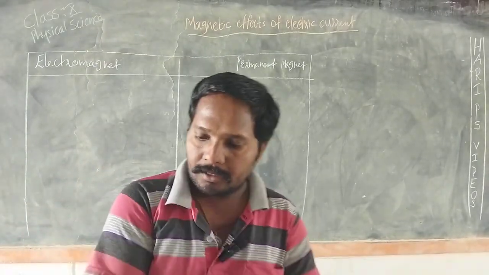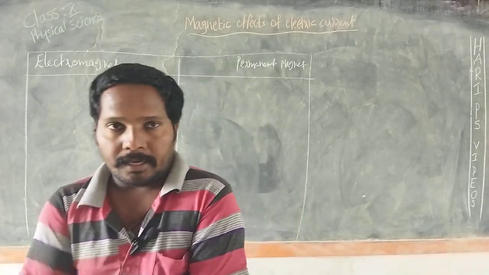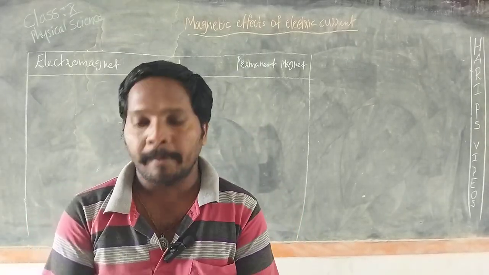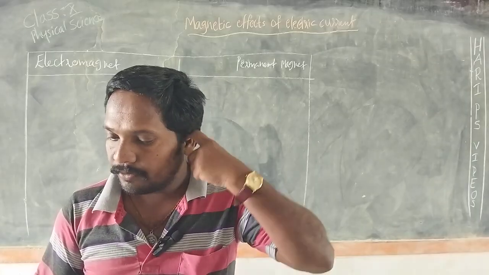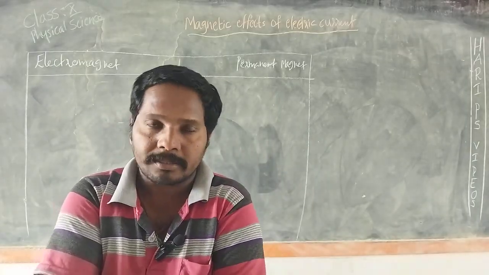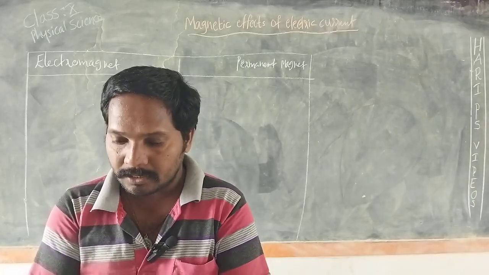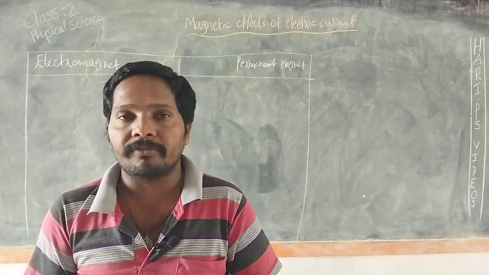An electric current can be used for making temporary magnets, known as electromagnets. An electromagnet works on the magnetic effect of current.